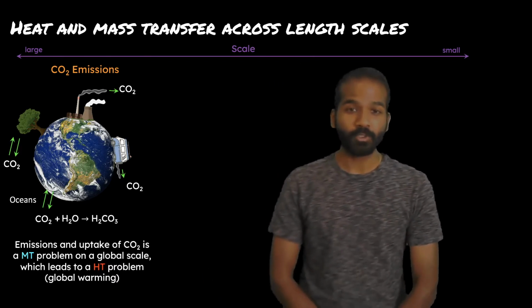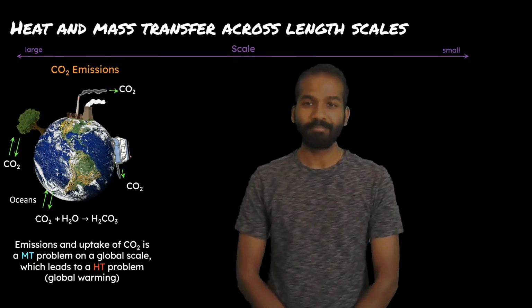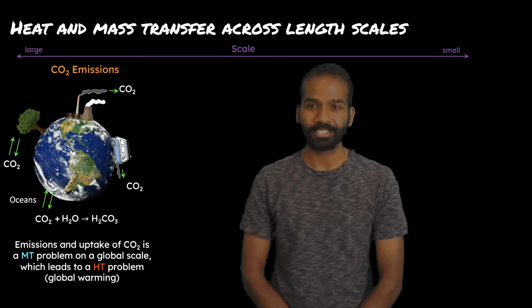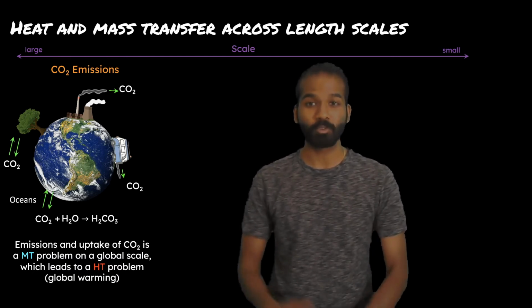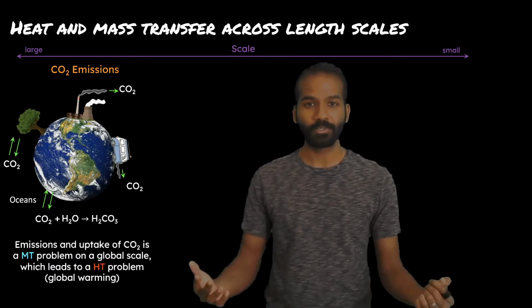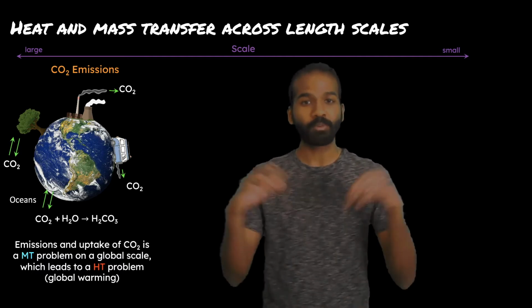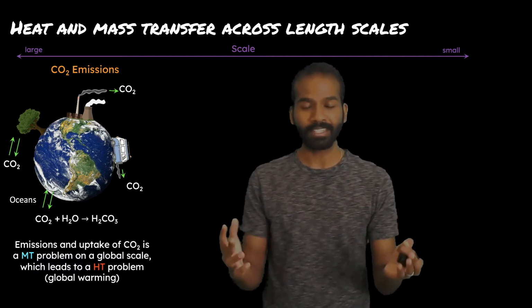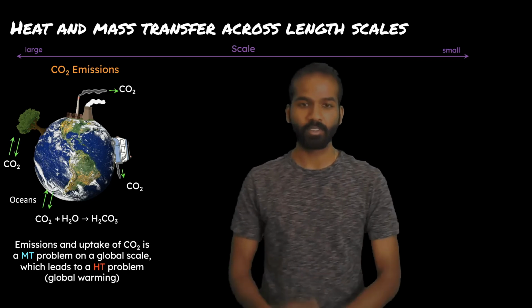You'll see here that there's also an even broader coupling of mass transfer to heat transfer. This is what we refer to as global warming, that emissions of CO2 act as an infrared blanket for Earth, trapping heat and causing warming of the globe.